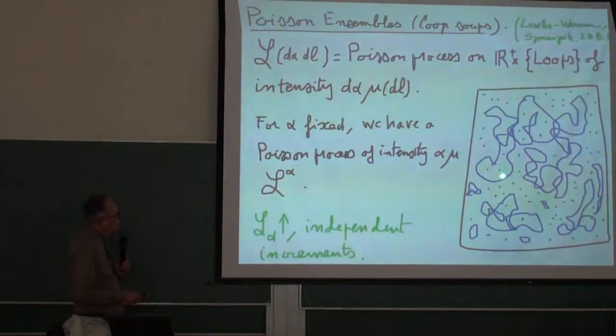And of course, there are also point loops. You can think of it as a process which is increasing with independent increments. This will be true for the occupation field at each point. But more generally, you can think of it as an increasing set of loops, and the increments are independent. Any question?